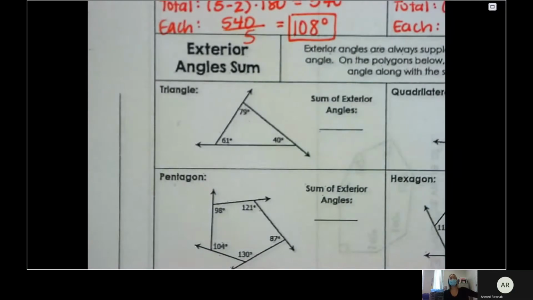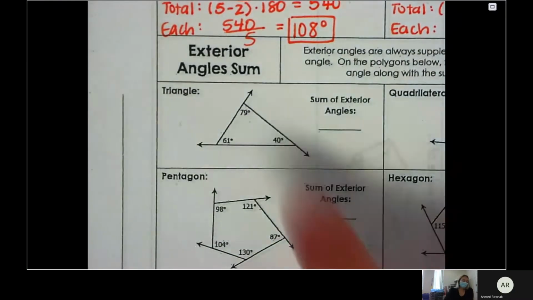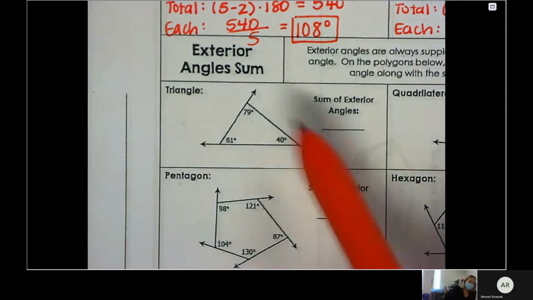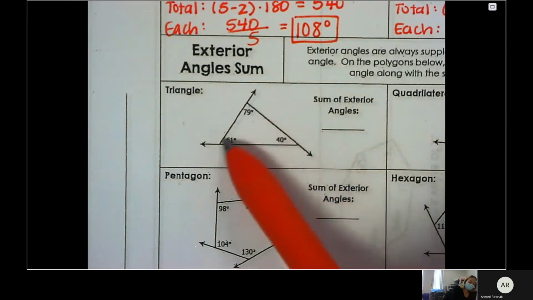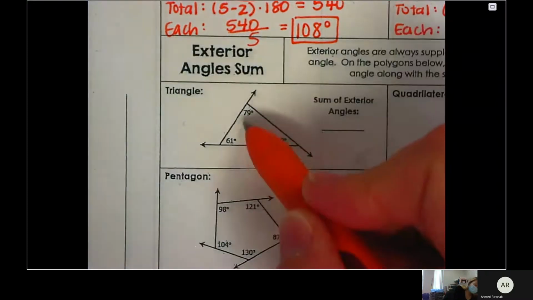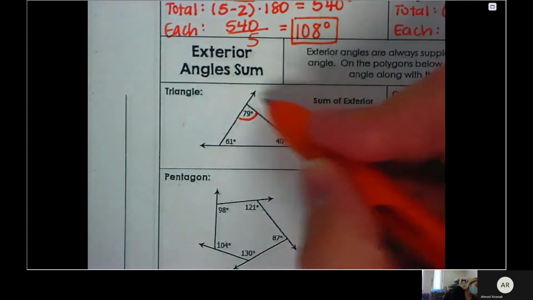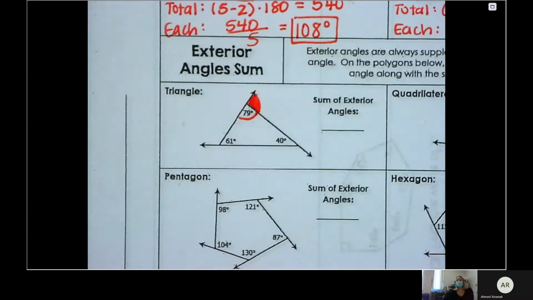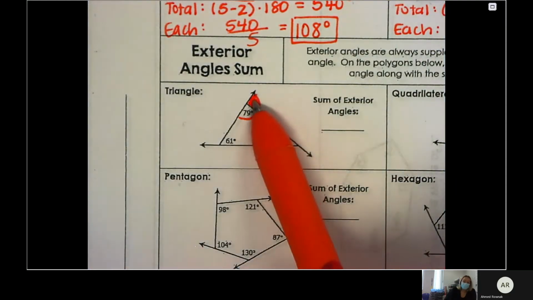Now, that was a super fancy way of saying if you add together an angle and the angle right next to it, if you add together these two angles right here, you should get a straight line. And how many degrees are in a straight line? 180. Okay, so if you are given this angle right here is 79, and I want to figure out the exterior angle right over here next to the 79, how would I figure it out? What would I have to do? Subtract 79 from 180, and that's going to give me this angle right here.